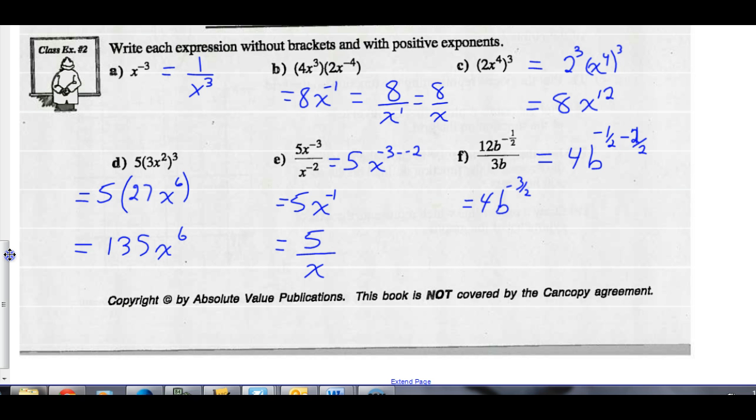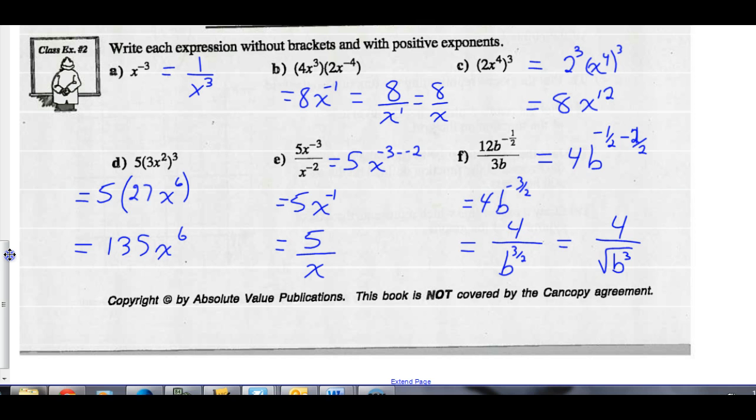And now I want to write this with a positive exponent. So 4 does not have a negative exponent. That stays in the numerator. b to the -3/2 becomes b to the +3/2 in our denominator. And that's all they wanted. Write it with a positive exponent. If you want to, we could rewrite this as 4 over the square root of b cubed. But that's not necessary. It just asks us to write this with positive exponents.